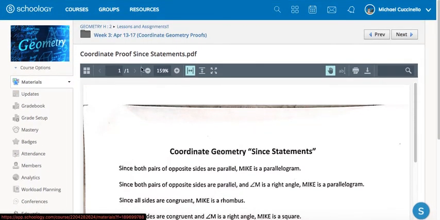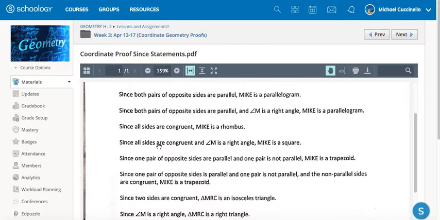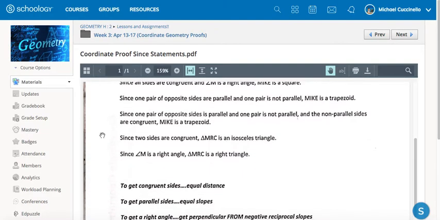The only thing I want to mention in this is that sometimes a question could say, prove it is a rhombus, but not a square. So you know, since all sides are congruent, MIKE is a rhombus. So you would still show the adjacent sides' slopes, but since they would not be negative reciprocals, you would say it's not a right angle. So you would intelligently adjust these. Since all the sides are congruent, but angle K is not a right angle, MIKE is a rhombus, but not a square. And you guys have the intelligence to do all that, so I'm not even a little bit concerned there. So I hope this helped, and that's that.